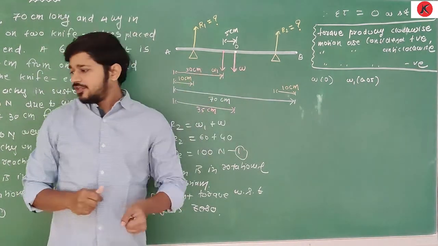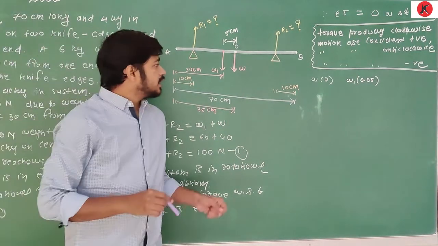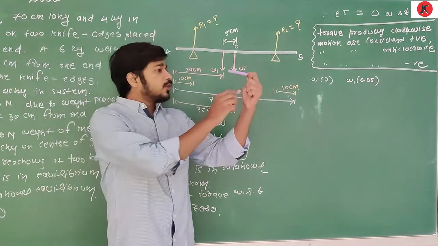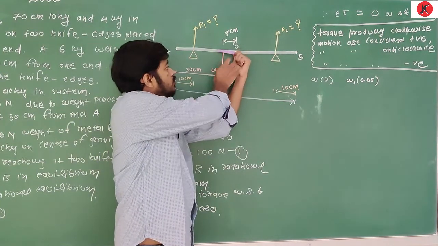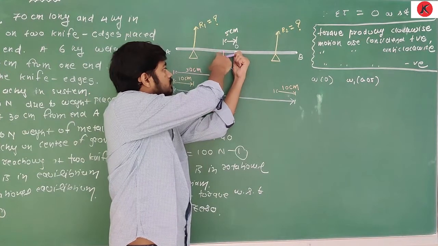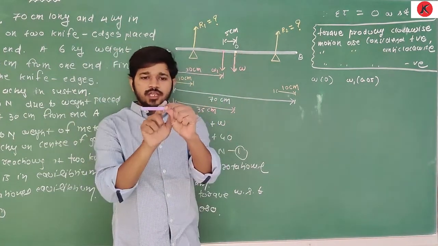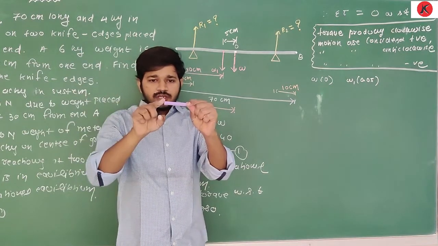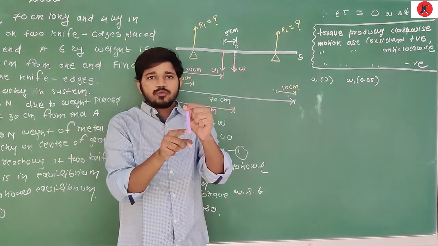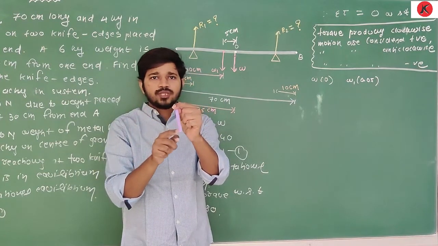W1 is acting in this direction. Then how to find? See, here it is point O. W1 is acting in the downward direction, so it will perform a motion like this. Again, see here, it is point O. W1 is acting in the downward direction. So which type of motion is it performing?